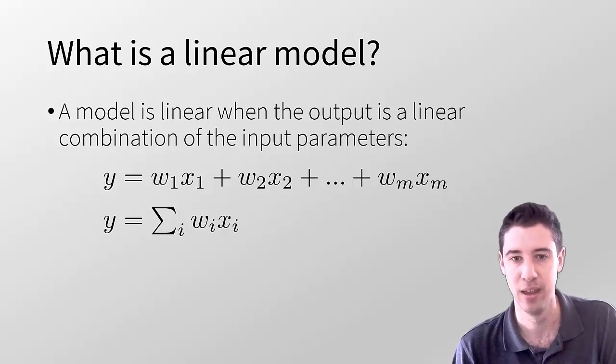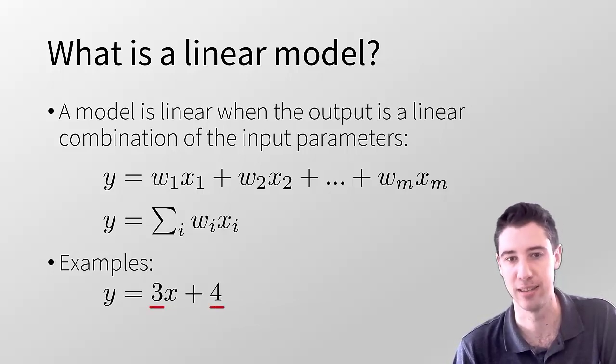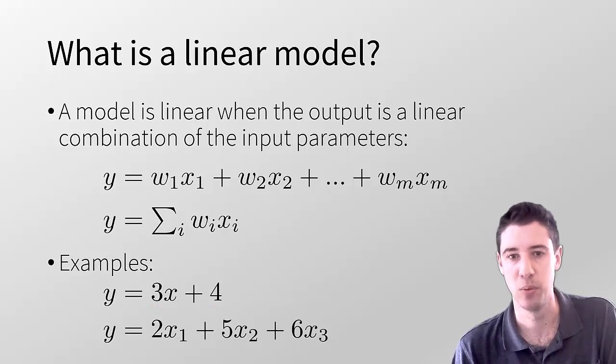The combination of the weights and the choice of inputs are the two pieces that define the linear model. Looking at a few examples, first we have a classic example of a line in slope-intercept form. For this model, the input is the value of x, and the weights are the 3 and 4 corresponding to the slope and intercept respectively. In the second example, we have 3 inputs, denoted by x1, x2, and x3. In this model, the weights are 2, 5, and 6.